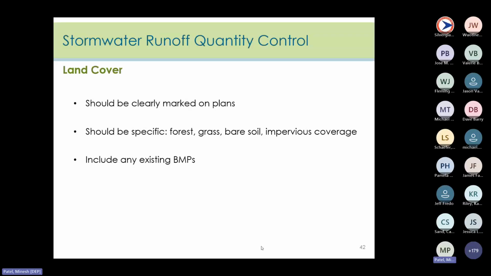The reviewer should be checking land cover next. Land cover should be clearly marked on the plans and be specific to what the land actually is. It should also include any existing BMPs on site.